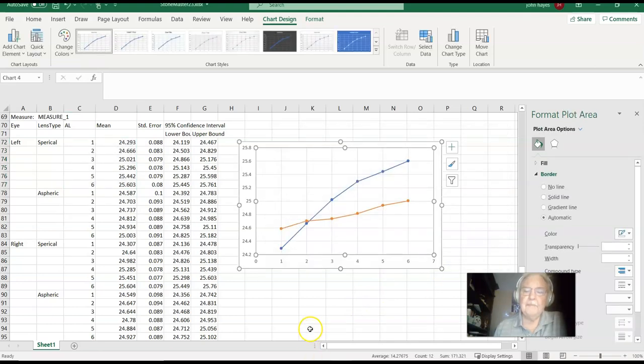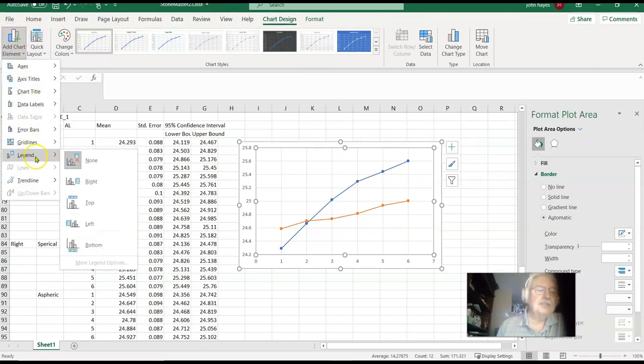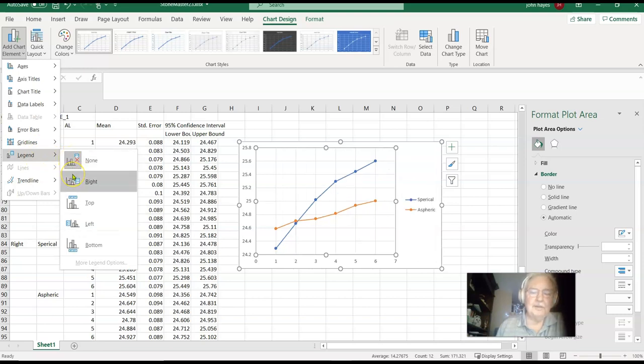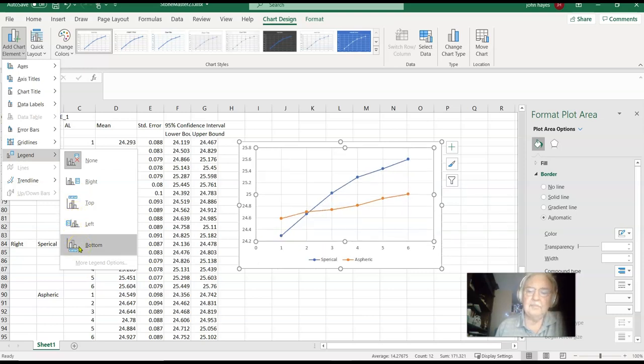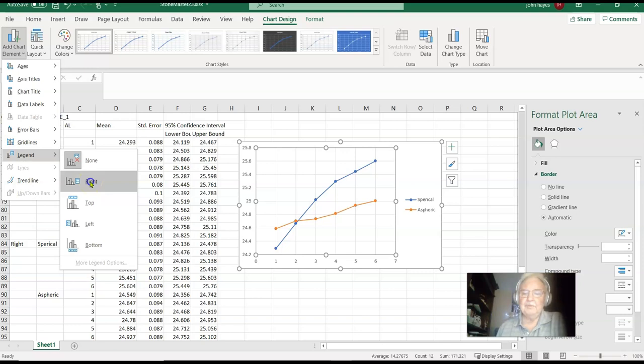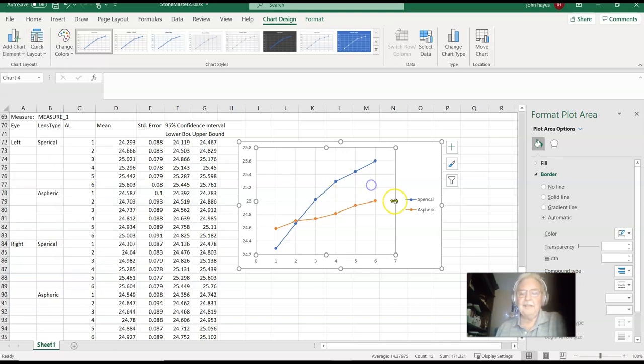And here we are. Now, I don't remember which is blue and red. I'd sort of like to know that. So I'm going to come up to Chart Design, Add Chart Element, a Legend. Now where do I want to put it? On the bottom, on the right, the top, the left, the bottom. I see most of them are over here, but that sometimes squishes the graph too much, but not in this case. So aspheric is this group, and spherical is this group.